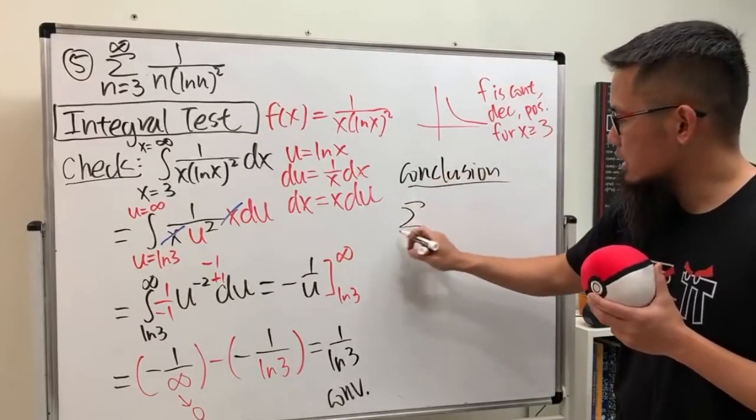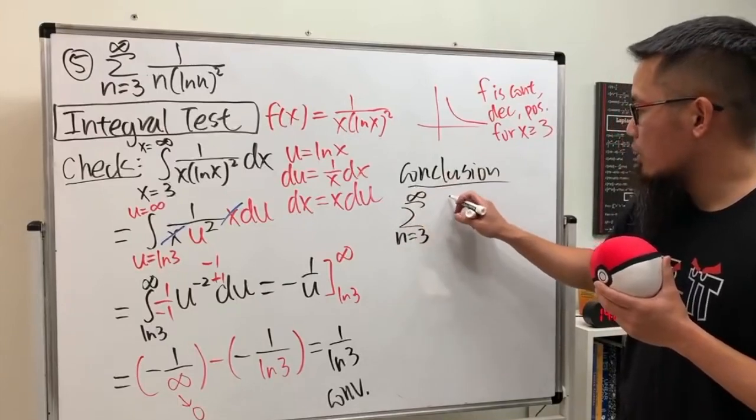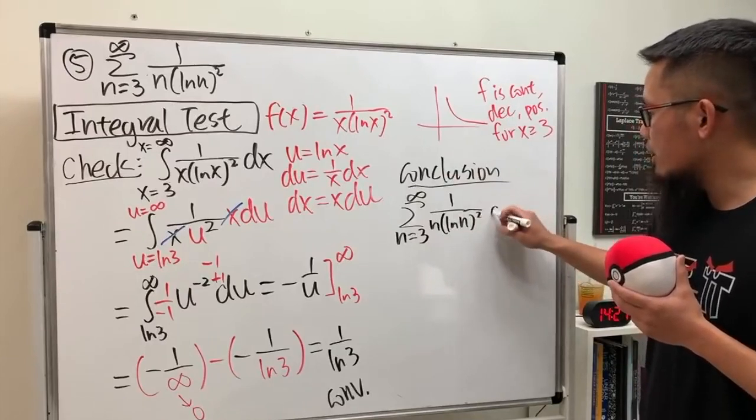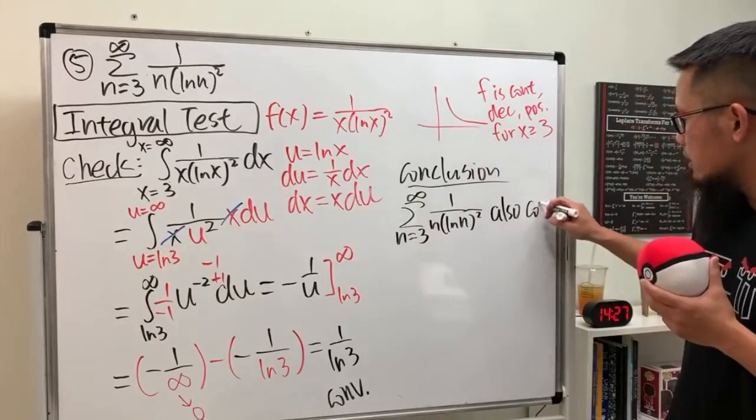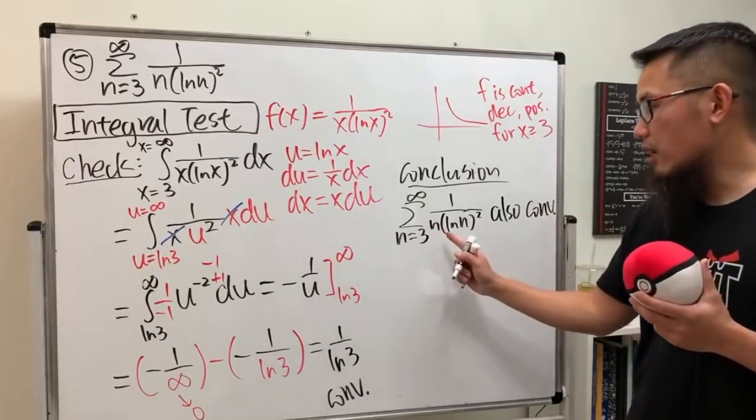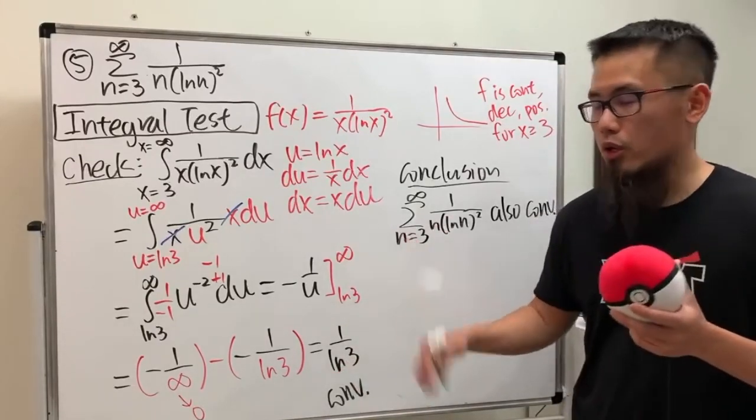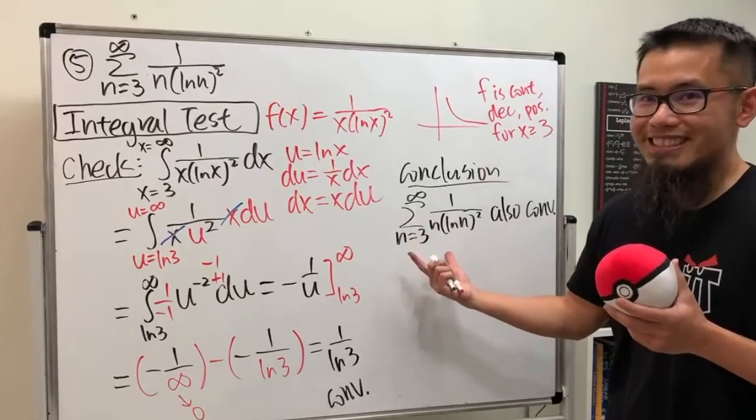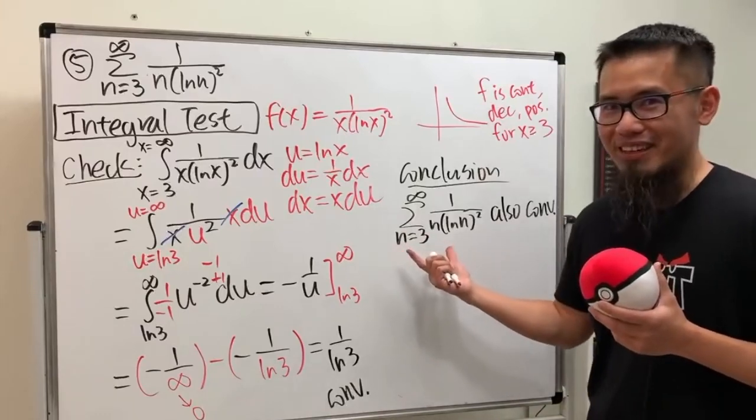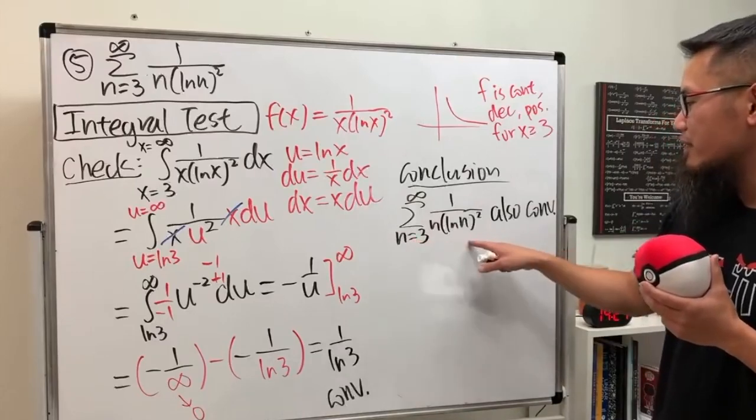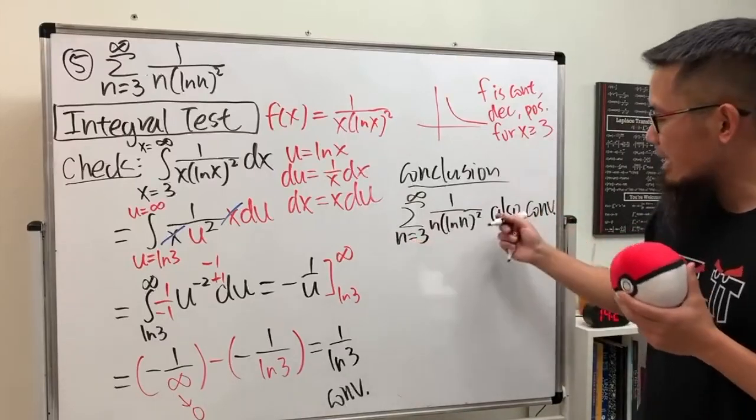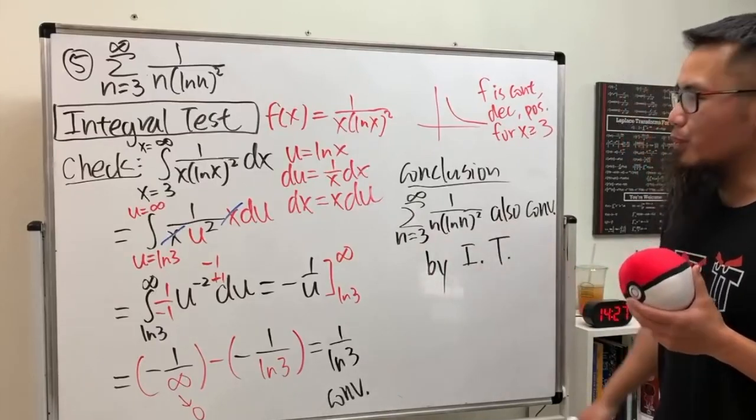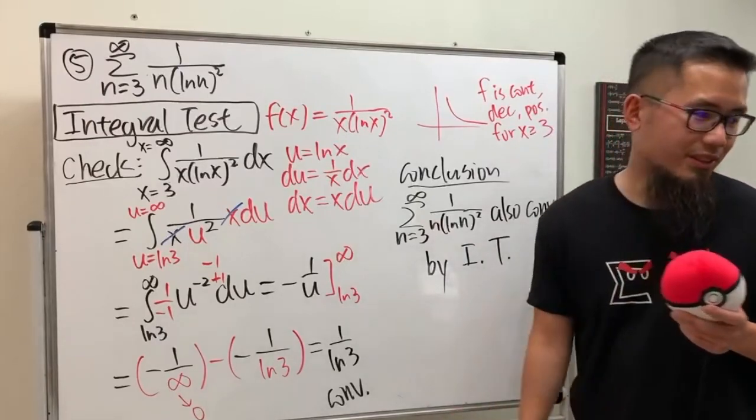Our infinite series, 1 over n, ln n to the second power, this right here also converges. But we cannot say this converges to 1 over ln 3. We don't know. In fact, I don't know the value for this. I don't think you guys know either. I don't know if anybody can figure this out. But anyway, the only thing we can say is this infinite series also converges, and we can say that this is by the integral test, IT. Who doesn't love abbreviations? So that's it for that.